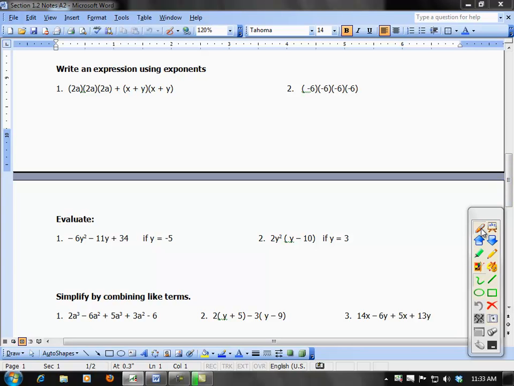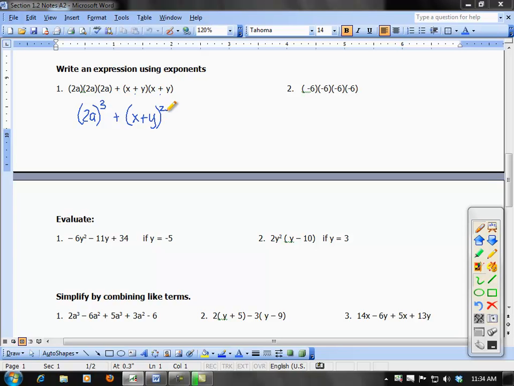In number 1, this writing expression with exponents is basically saying instead of the repeated multiplication, show me the exponents. Well, I have 2a and it's multiplied 3 times. So instead of saying 2a times 2a times 2a, I'm going to use the parentheses because there are 2 quantities, and I'm going to say 2a cubed because it's multiplied 3 times. The x plus y is being multiplied twice, so I'm going to say x plus y squared.